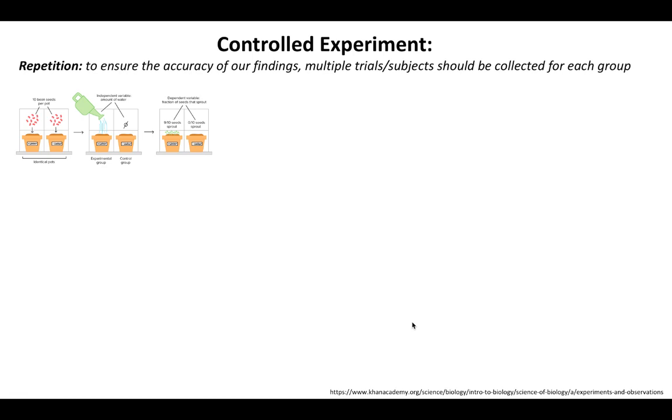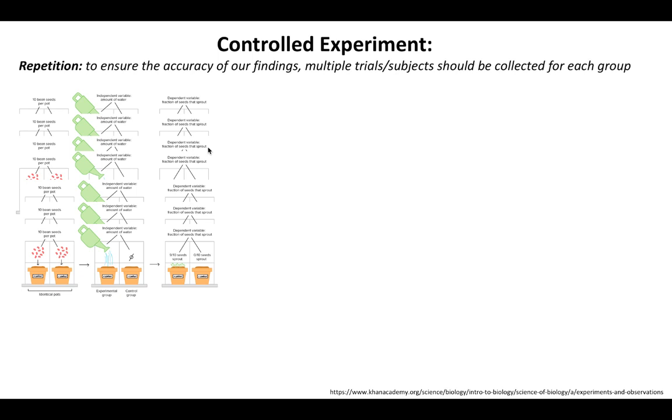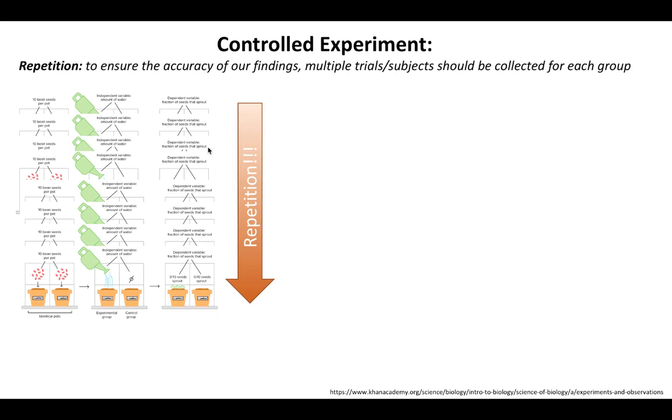Okay, so this is all well and good, but if you've noticed in our experiment, we really only had one experimental setup or one data point, the 9 out of 10 and the 0 out of 10 for each of our groups. And so one really important feature of experimentation is repetition, and this is to ensure the accuracy of our findings. We really should have multiple trials or subjects for each group. And so if we were to do repetition in this experiment, we might have multiple pots for both the control and the experimental groups to get that repetition.